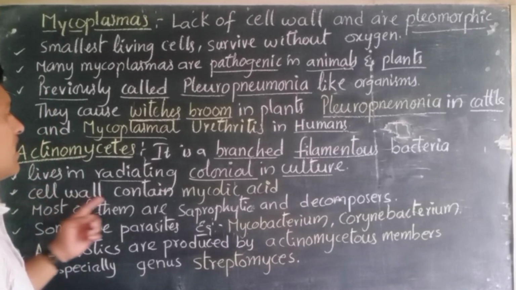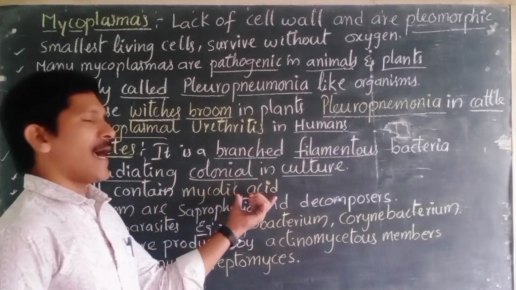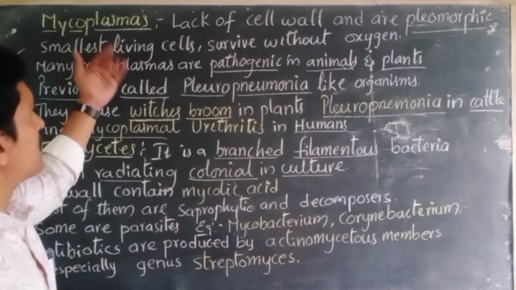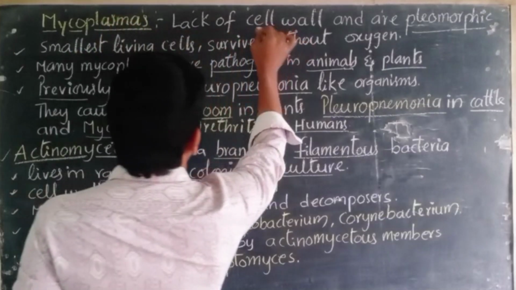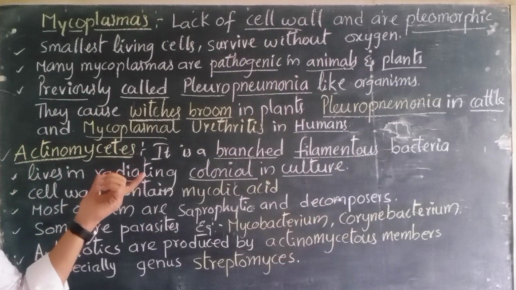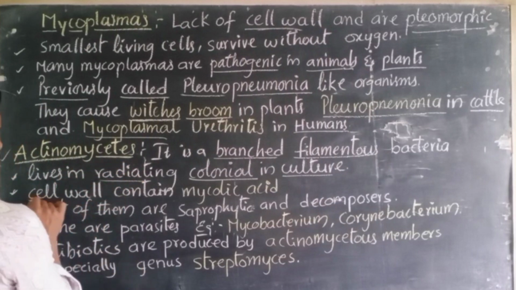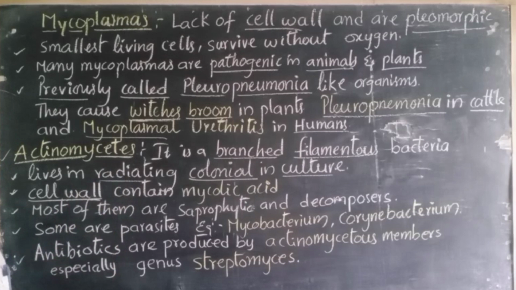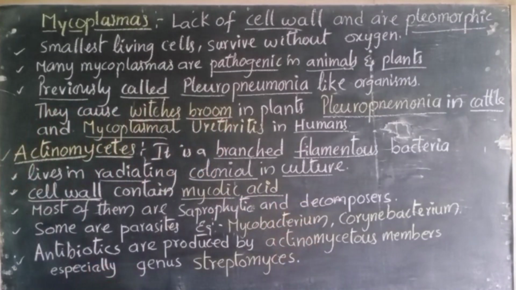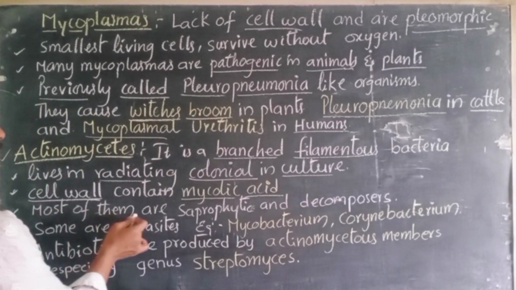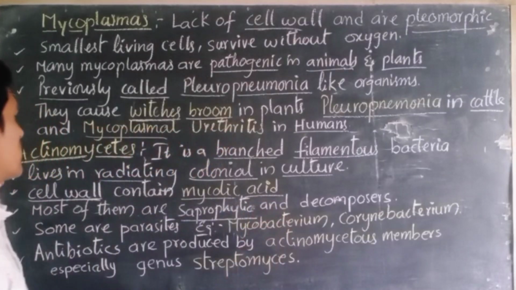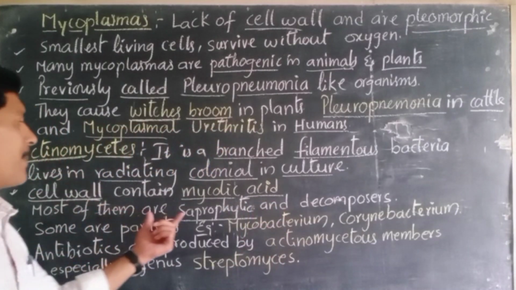Later, the cell wall contains mycolic acid, right? Previously we discussed that mycoplasma organisms don't have a cell wall, but actinomycetes contain a cell wall, and that cell wall is made up of a substance called mycolic acid. Later, most of them are saprophytic. Most of the actinomycetes are saprophytic.